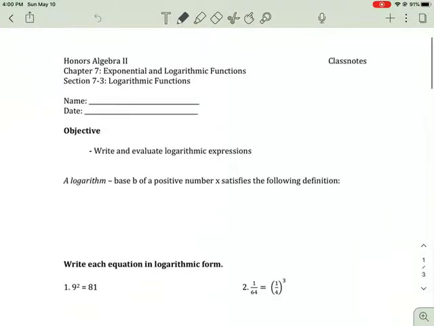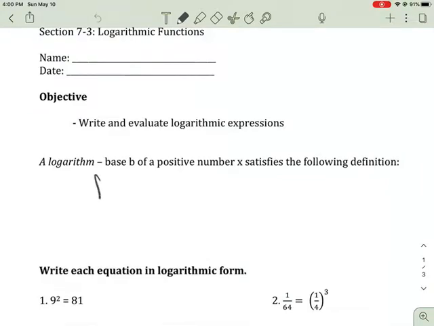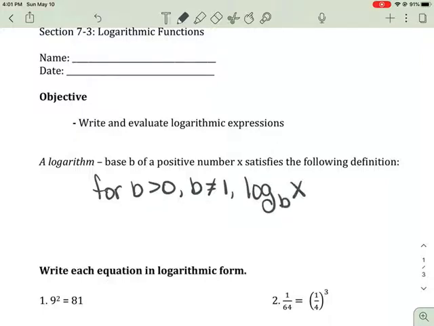So it's not really a definition, it's more like a relationship. So for our base b, which has to be greater than 0, can't be 1, we're going to have log base b of x equals y. Okay, so let's just stop there for a moment.